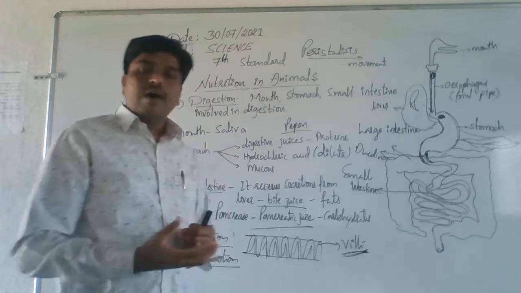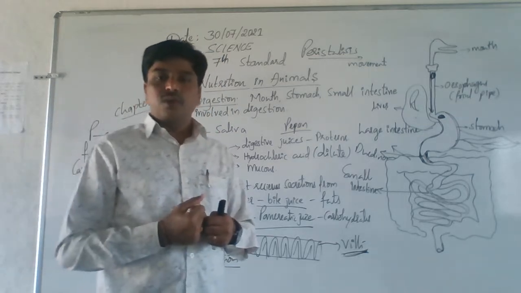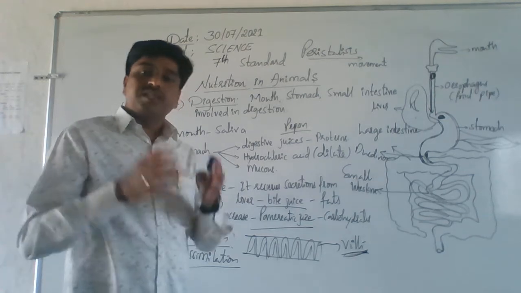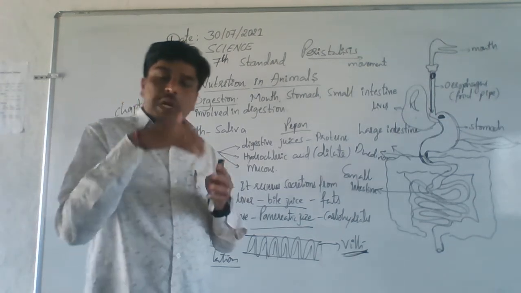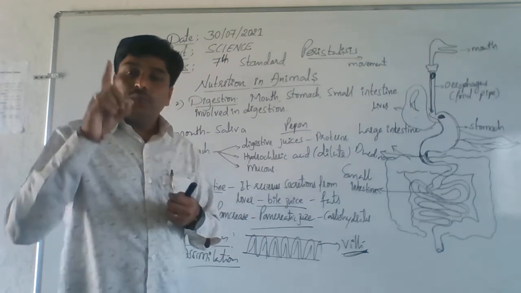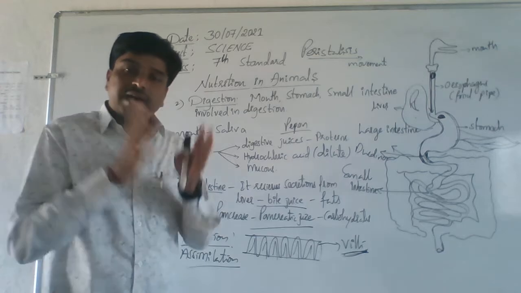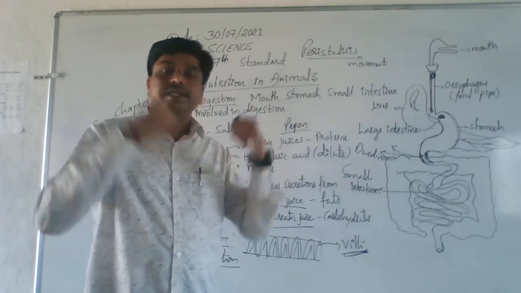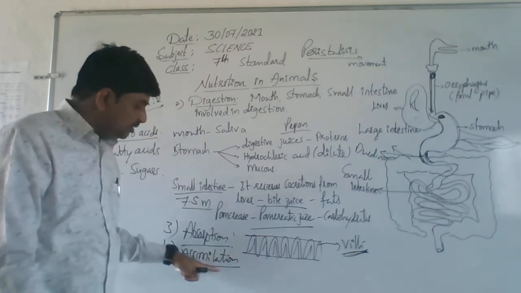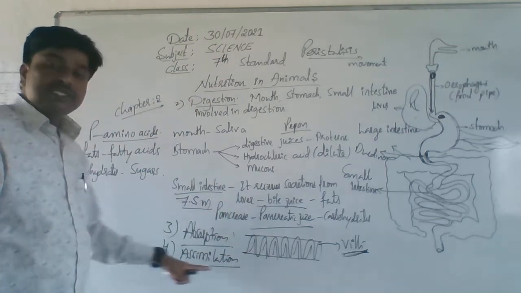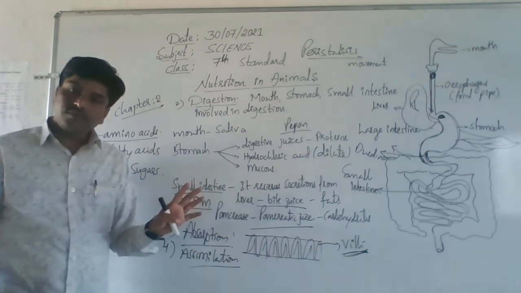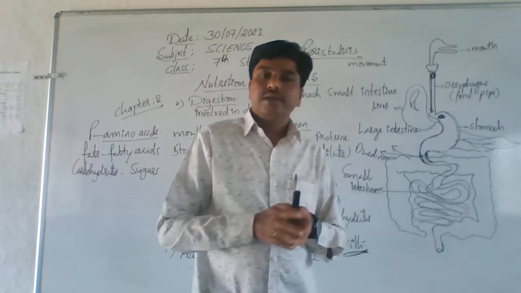Understand? When all cells receive the digested food, in a cell the digested food gets oxidized with the help of oxygen. Oxidized, or you can say burned. The food gets burned in the cell with the help of oxygen, and finally it releases energy. That process we call assimilation. Clear or no, students? Okay.